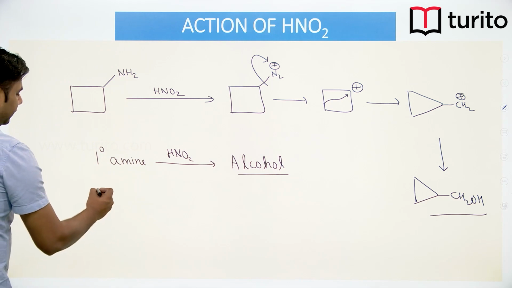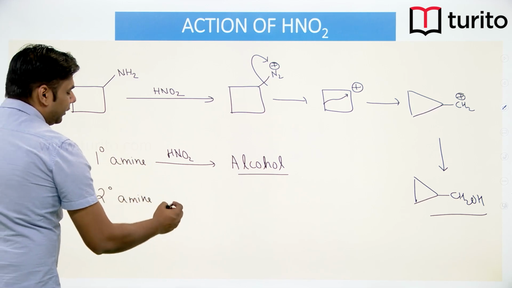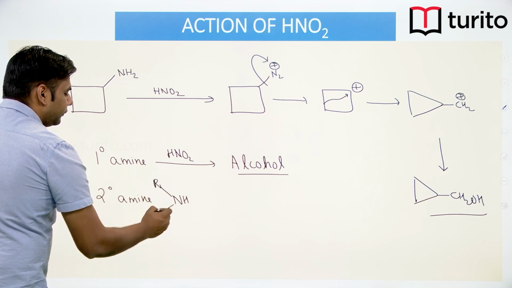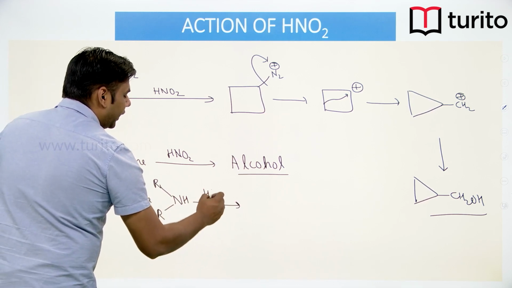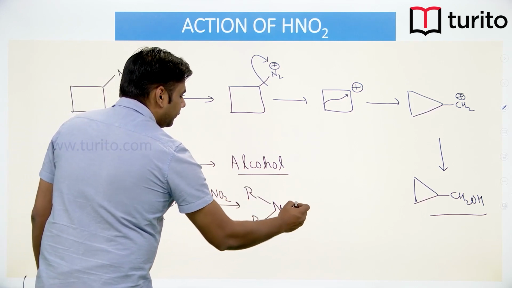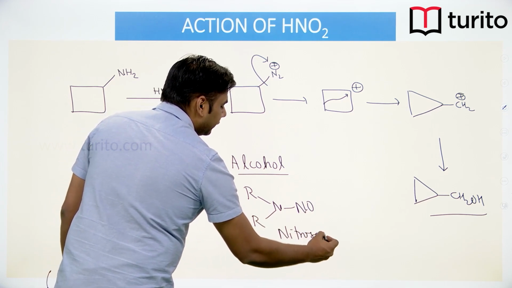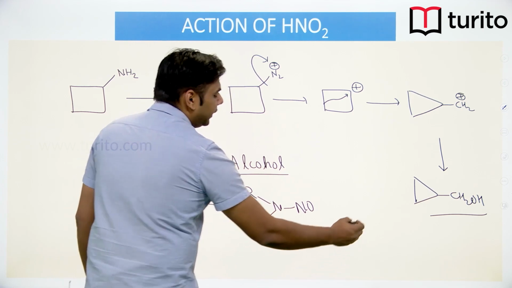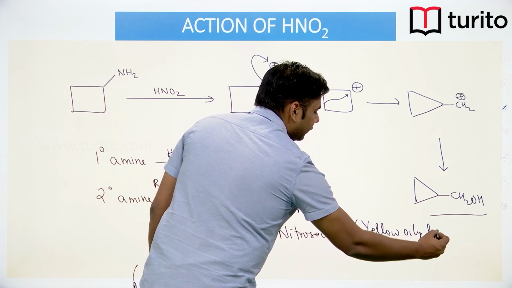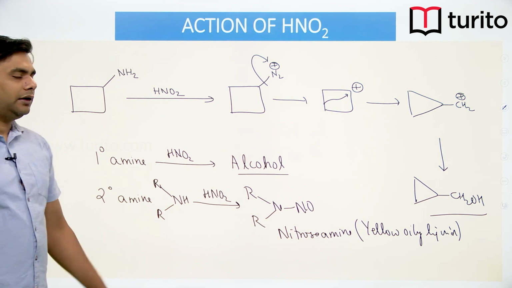Now if you react with a 2-degree amine, so we are talking about an aliphatic 2-degree amine, a 2-degree amine will be like this. Now when you react this with HNO2 or NaNO2 and HCl, we will be forming what is called a nitrosamine. This is basically a yellow oily liquid. So with 1-degree amine, alcohols are formed. With 2-degree amine, yellow oily nitrosamine is formed.